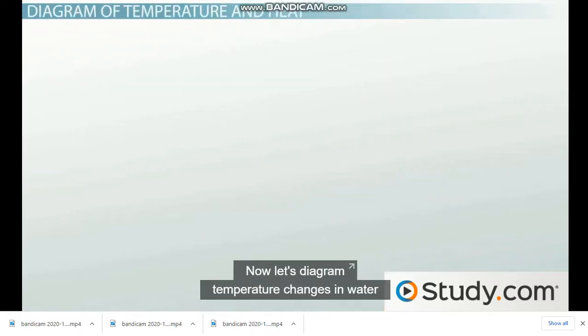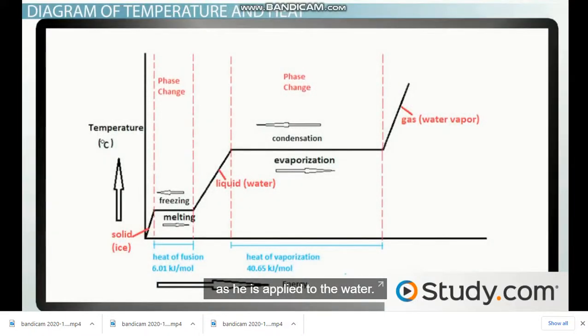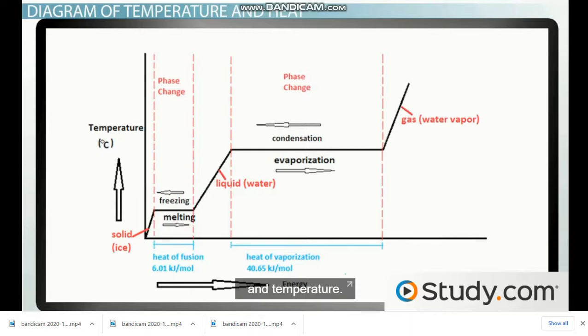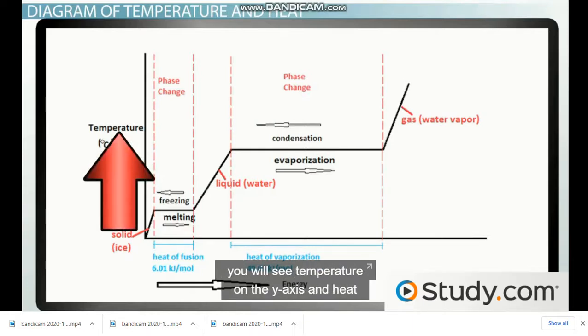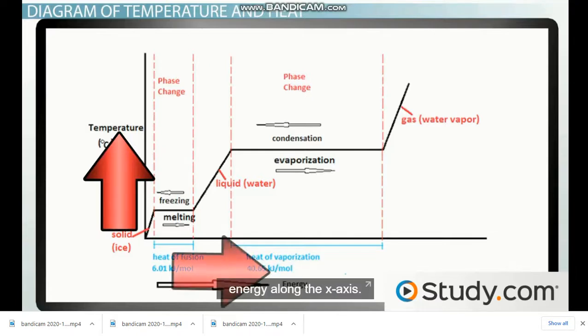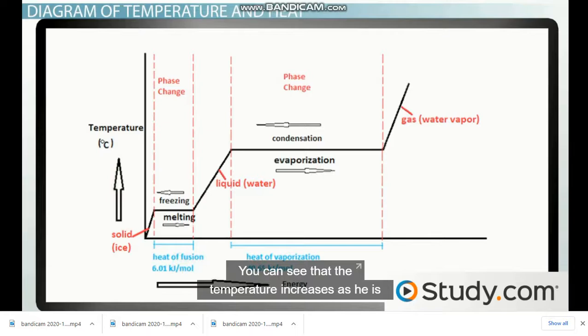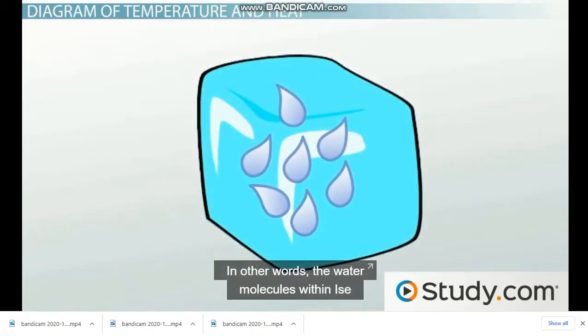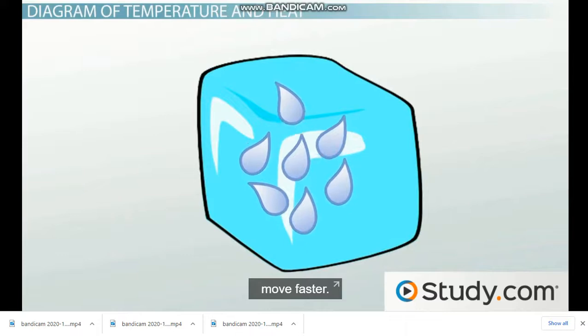Now let's diagram temperature changes in water as heat is applied to the water. This will help us to understand the relationship between heat and temperature. Looking at the diagram on the screen, you will see temperature along the y-axis and heat energy along the x-axis. You can see that the temperature increases as heat is added to water within a phase. In other words, the water molecules within ice move faster.